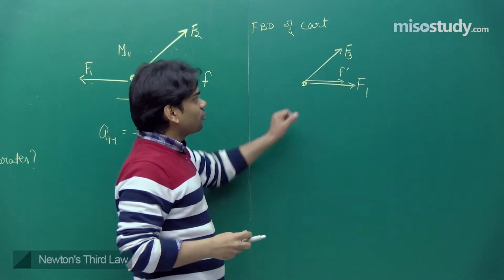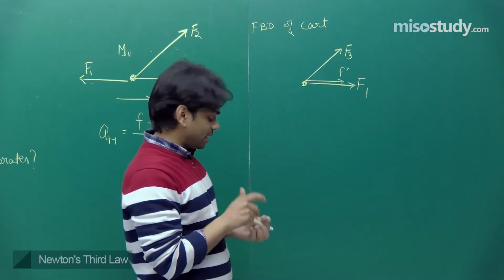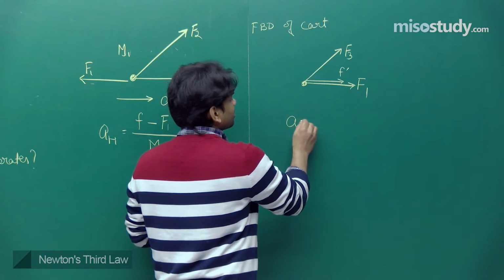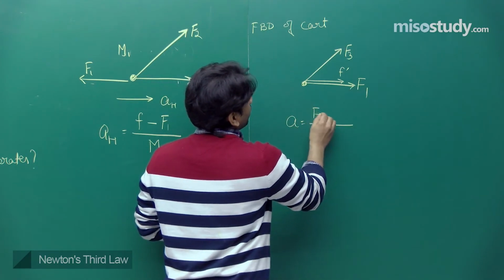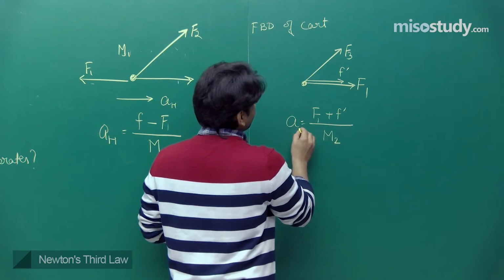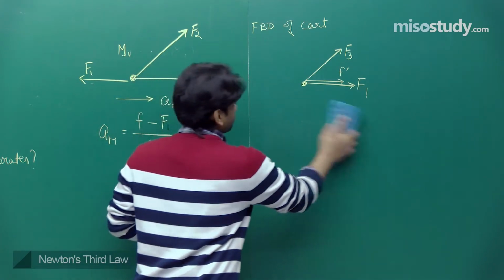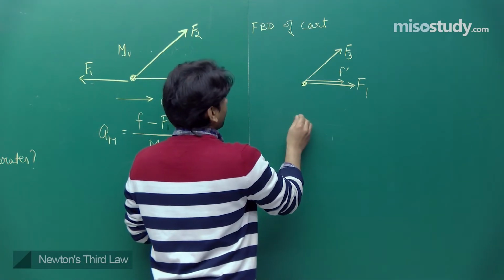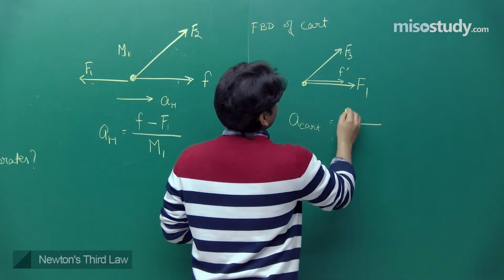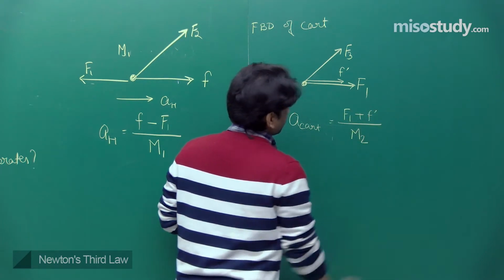So now we have decided all the forces. This F dash is actually a component of F3 acting in the forward direction. So we can write the net force, or acceleration this time, as F1 plus F dash divided by its mass m2. This is the acceleration of the cart. So the acceleration of the cart comes out to be F1 plus F dash upon its mass m2.